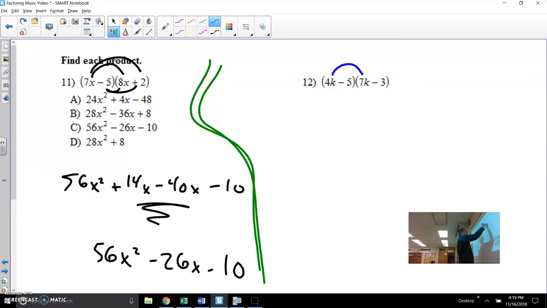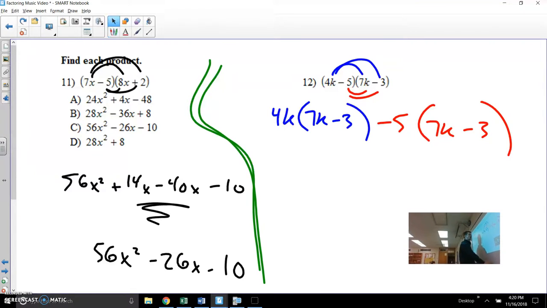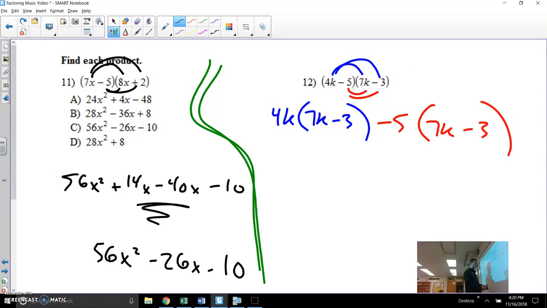So let's go back to the way I originally presented this. You are distributing that 4k to 7k minus 3, and then when you're done, you're going to distribute negative 5 to 7k minus 3. So you should have 4 numbers. And the first time you multiply, you're going to have k times k. So 4k times 7k, 28k squared, because you have 2 k's multiplying. That's what exponents represent: how many of those numbers are multiplying. There's 2 multiplying in that step.